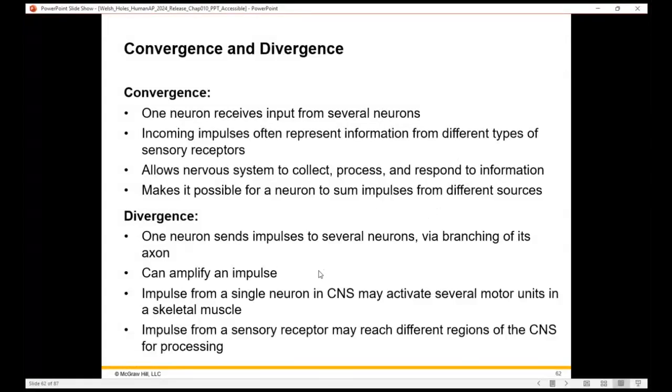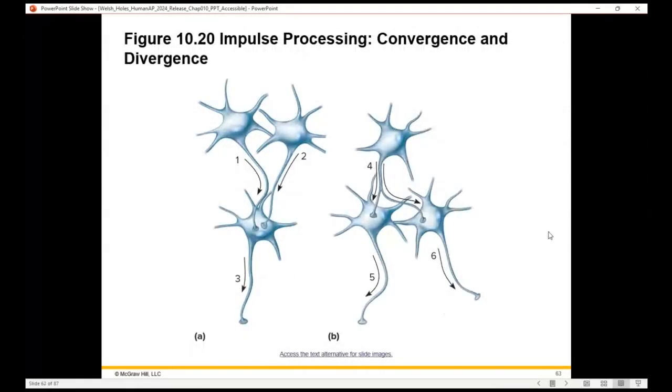In divergence, we have one neuron sending impulses to several neurons via branching of the axon. It can amplify an impulse. An impulse from a single neuron in the central nervous system may activate several motor units in a skeletal muscle. An impulse from a sensory receptor may reach different regions of the central nervous system for processing. Figure 10.20 shows you a diagram of impulse processing, convergence versus divergence.